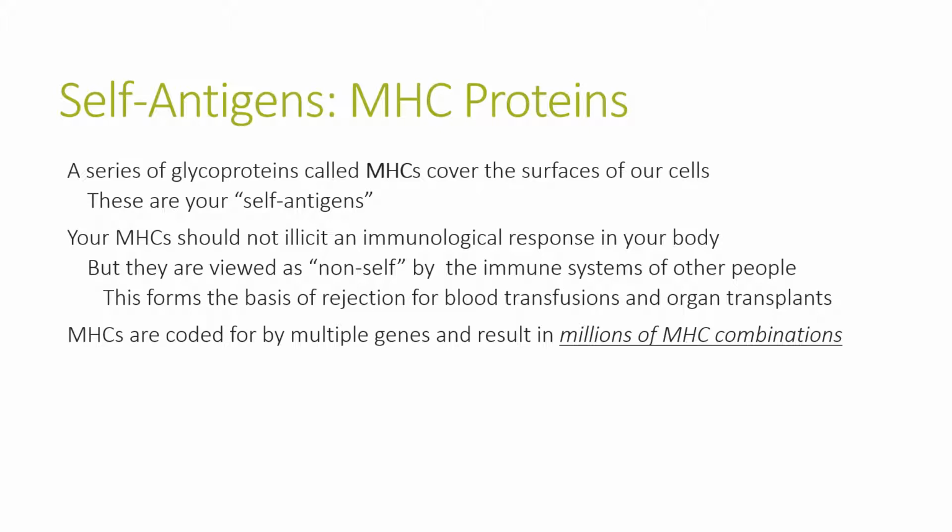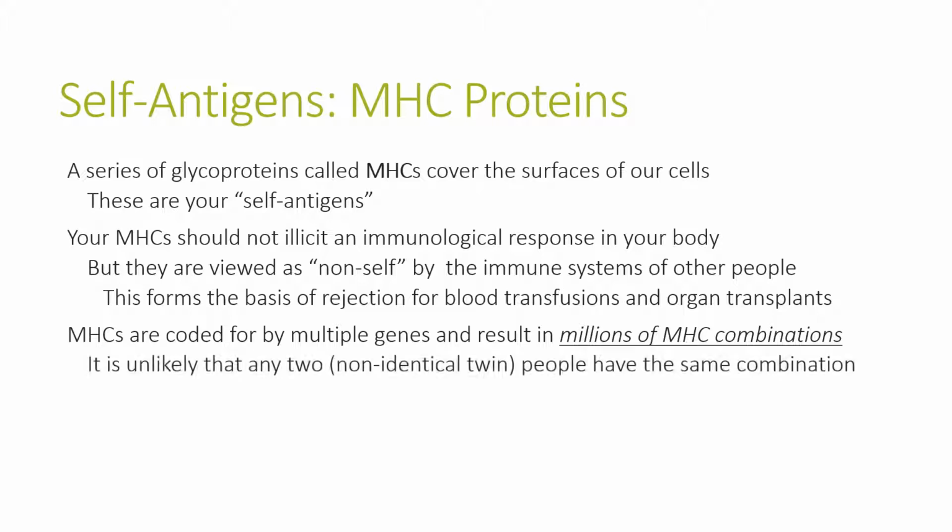These MHCs are coded for by multiple genes and can result in millions of MHC combinations, meaning that it is unlikely that any two people, who are non-identical twins at least, have the same combination of genes and the same combination of MHC antigens. That's why it's so hard to find a correct donor to a person who needs an organ transplant. We're trying to find the closest match of these millions of possible combinations of MHC antigens.